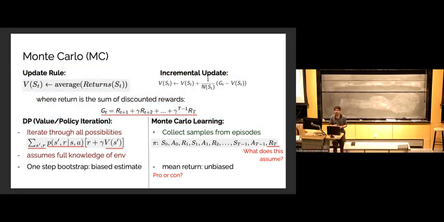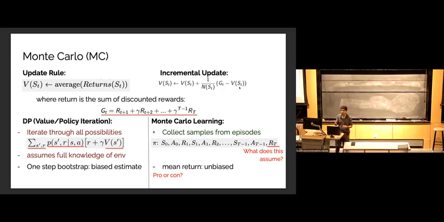And rather than storing all of the rewards and then doing it that way, you can use this incremental update, which essentially uses the visit count and the previous value function and does an incremental update that way.